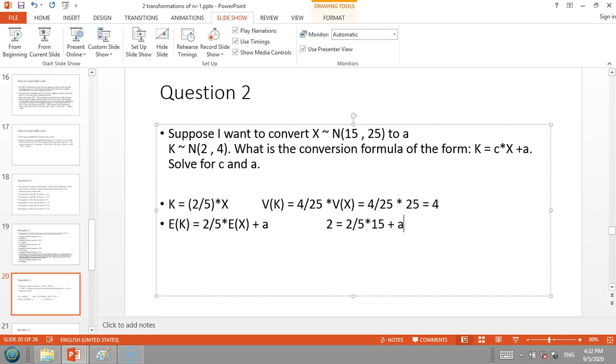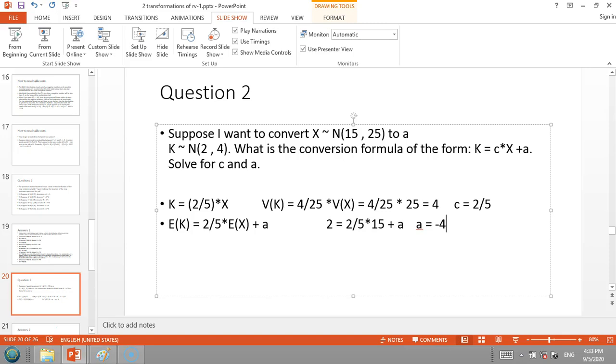So that's going to be 15 divided by 5, which is 3. 3 times 2 is 6. So a is minus 4. And c is 2 over 5.